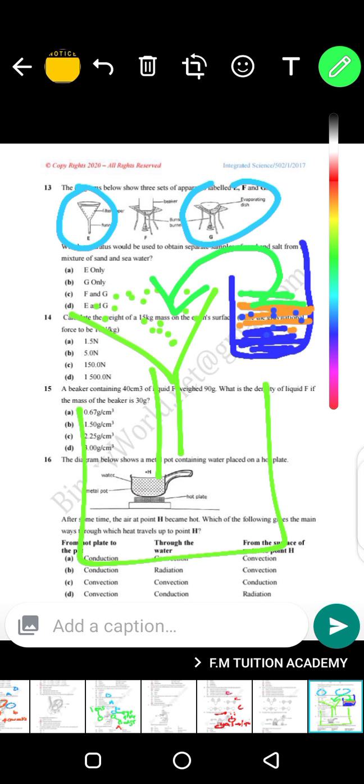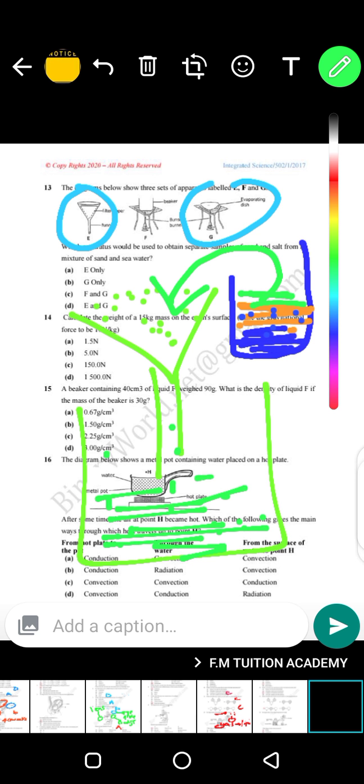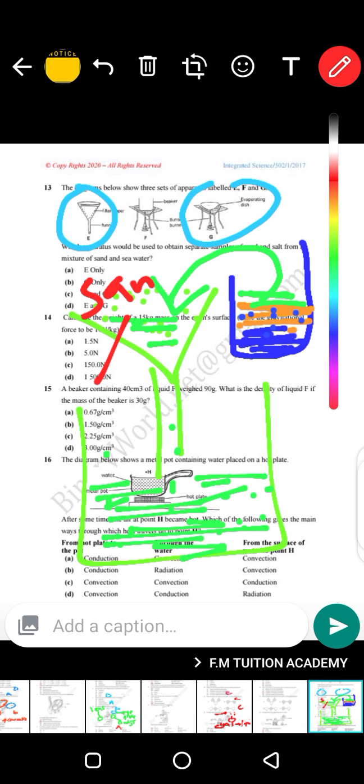When you pour it in there, what will come out here? It's salt water. Salt water is going to be in here. After the salt water comes in here, the sand will remain on top. Sand will remain on top here. So you filter the sand first, and then here what will come is salt water.